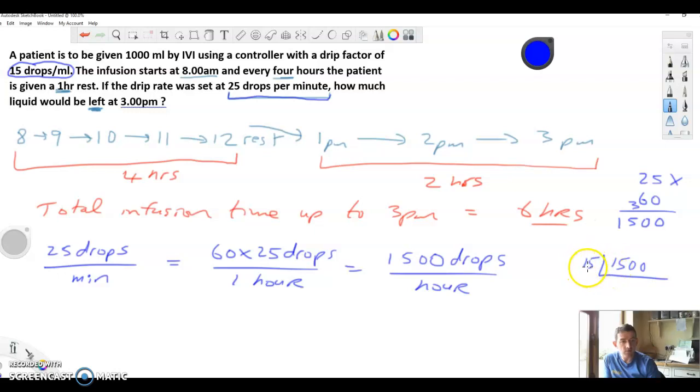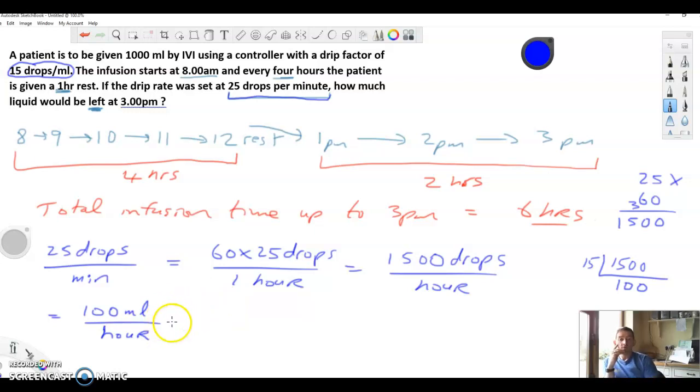15 into 1 doesn't go. 15 into 15 goes nicely once. 15 into 0 doesn't go. 15 into 0 doesn't go. So we end up with 100 mils per each 1 hour, or 100 mils per hour. That's the speed the stuff is going into the person in milliliters, right? That's the speed in drops, that's the speed in milliliters, the rate.